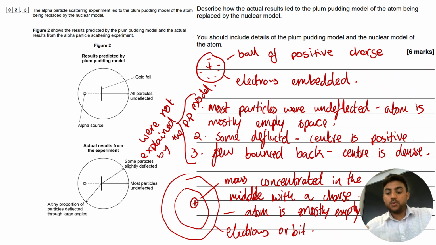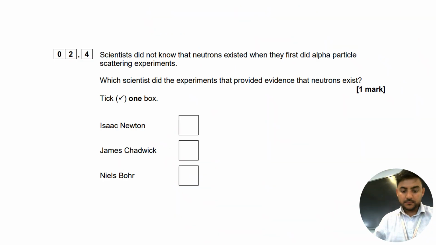Pay close attention to what I've said. Some of it I couldn't write down onto this little page. The scientists found the existence of neutrons after a while, and the person responsible for that discovery is James Chadwick.